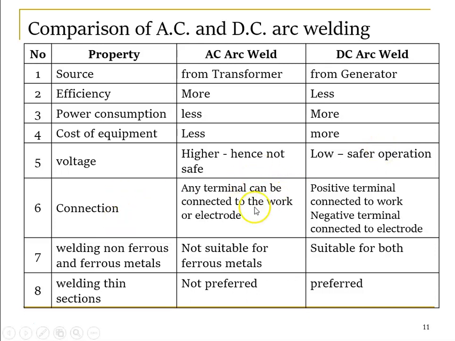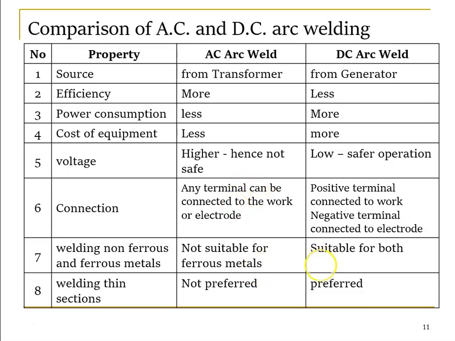Connections: any terminal can be connected to the work or electrode. Generally, we say anode and cathode. Anode means positive, cathode means negative. Generally, the anode is connected to the workpiece, and the cathode is connected to the electrode. If you consider AC, you can connect the anode to the electrode also. There is no rule. You can connect positive to the workpiece or positive to the electrode. Any terminal can be connected to the work or electrode.